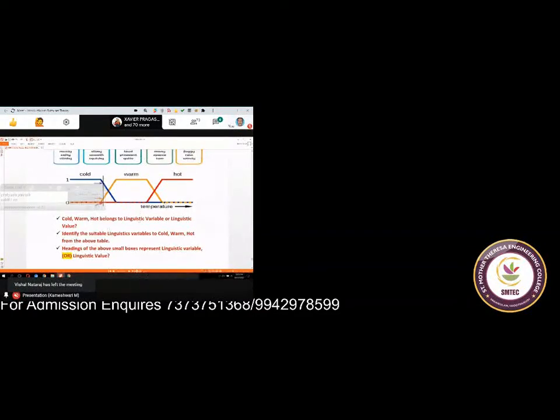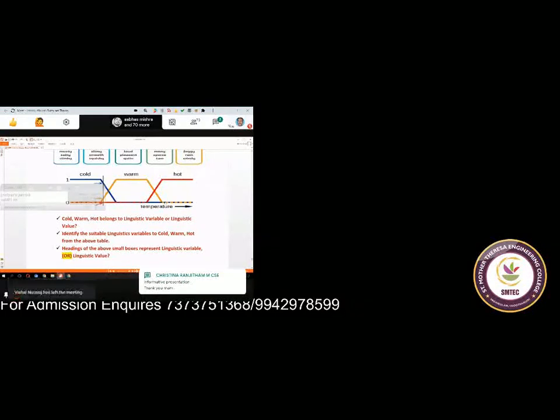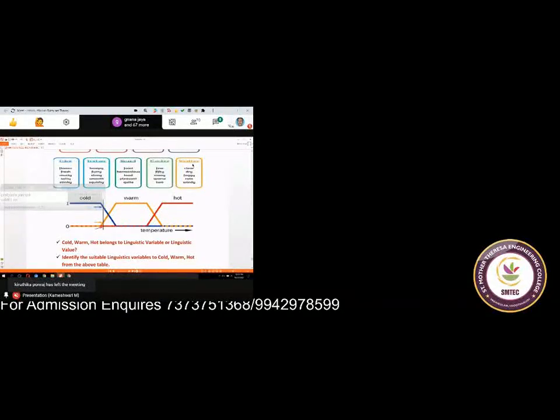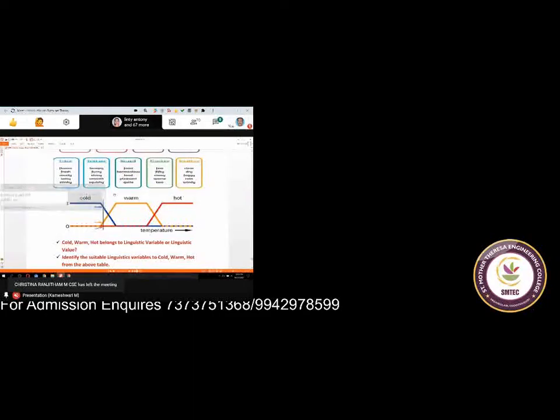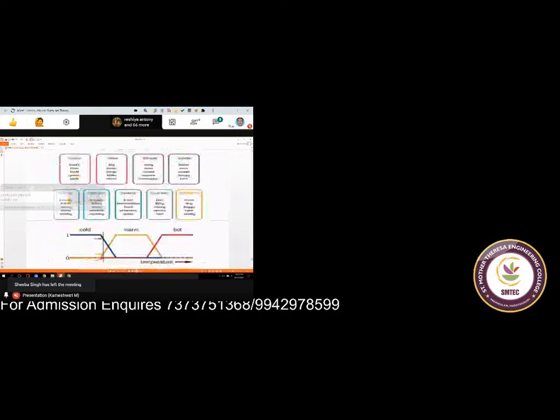One of the linguistic variables is temperature. For the same linguistic values, we can opt for another linguistic variable also. Cold, warm, hot: we can adopt weather in this context. Similarly, is there any other linguistic variable we can assign? You think and work it out. Do the headings of the above small boxes represent linguistic variables or linguistic values? We are asked to identify whether the headings given in these small boxes represent linguistic variables or linguistic values. These are linguistic variables, and for these linguistic variables, the items below are linguistic values.